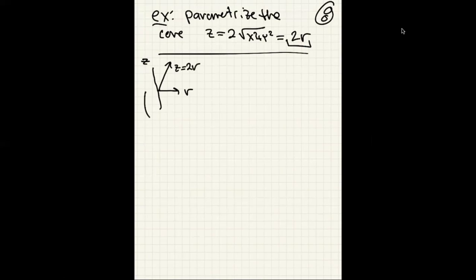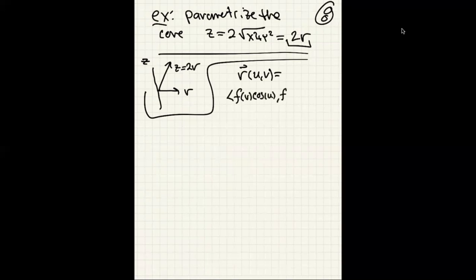I'm going to write that formula again. So r of u comma v should equal f of v cosine u, f of v sine u, and g of v. We'll look for these functions describing this purple curve, and then we'll be able to just set the whole thing up by using this kind of rigid formula.